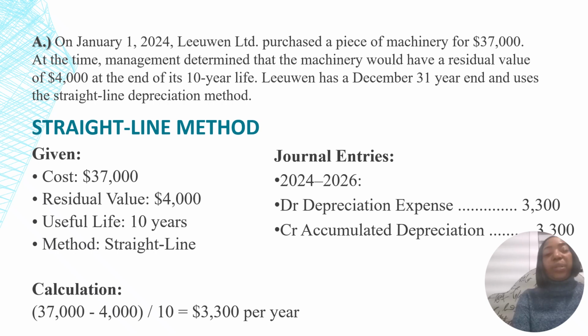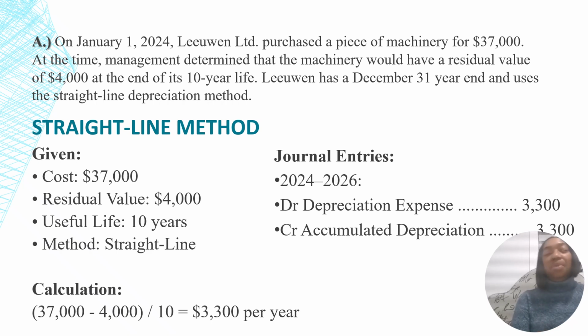Okay, let's move on to the straight line method. Leon Limited bought machinery for $37,000 with a residual value of $4,000 and a useful life of 10 years. Using the straight line method, depreciation is calculated as $37,000 minus $4,000 divided by 10, which equals $3,300 per year. Each year, 2024, 2025, 2026, the company records depreciation expense, $3,300, credit accumulated depreciation, $3,300.